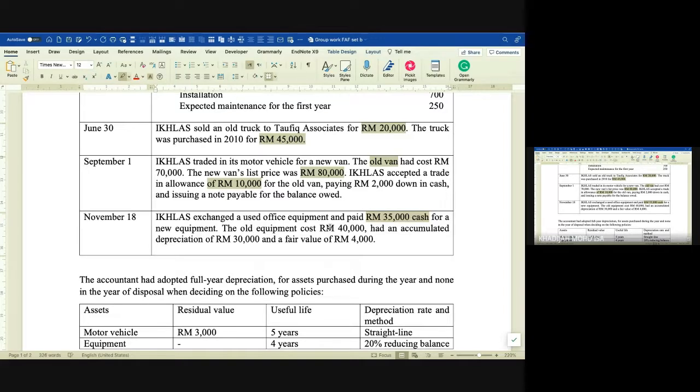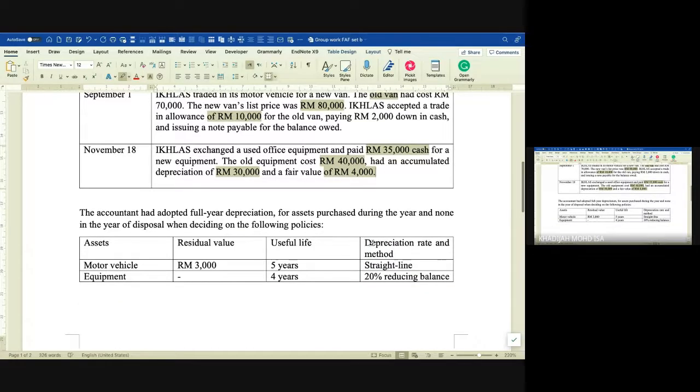The old equipment cost you 40,000, accumulated depreciation of 30,000, and a fair value of 4,000. So what do you mean by fair value? It's just like, what is your net, 40, 30? What is a fair value? I think that it's the market value, yeah, means that you can sell it for 4,000 and paid 35,000. The old equipment 40,000, accumulated 30,000, fair value is 4,000. All right, okay. And the accountant adopted a full year depreciation, full year depreciation on assets purchased during the year and none in the year of disposal.